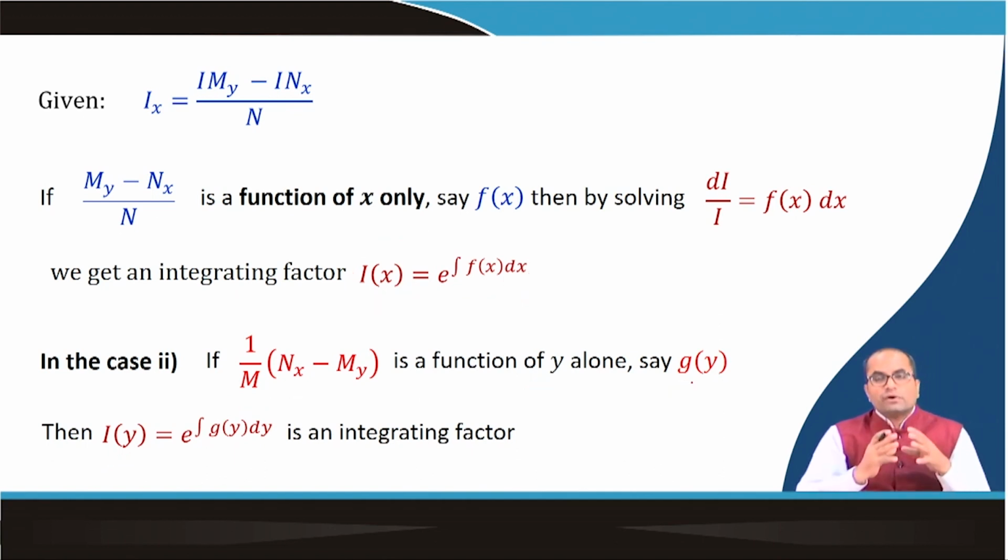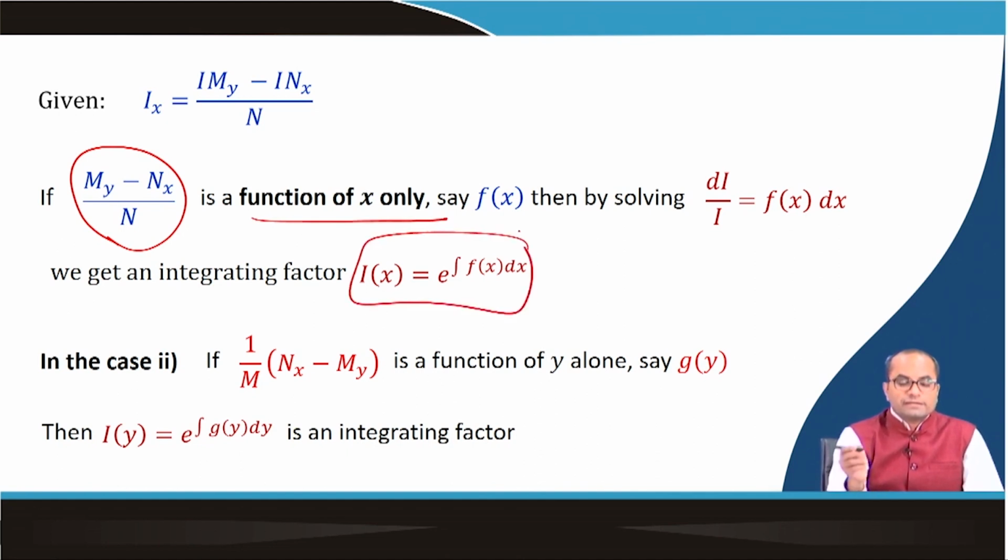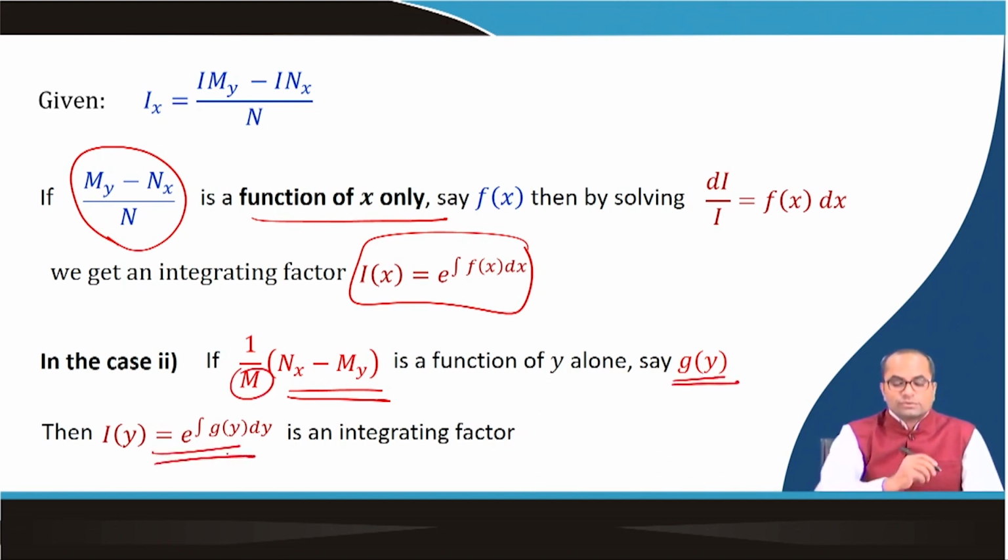So, here at least we got, after this assumption and simplification, two cases: if (M_y − N_x)/N is a function of x only, we have an integrating factor, or if (N_x − M_y)/M is a function of y alone, in that case also we have an integrating factor.